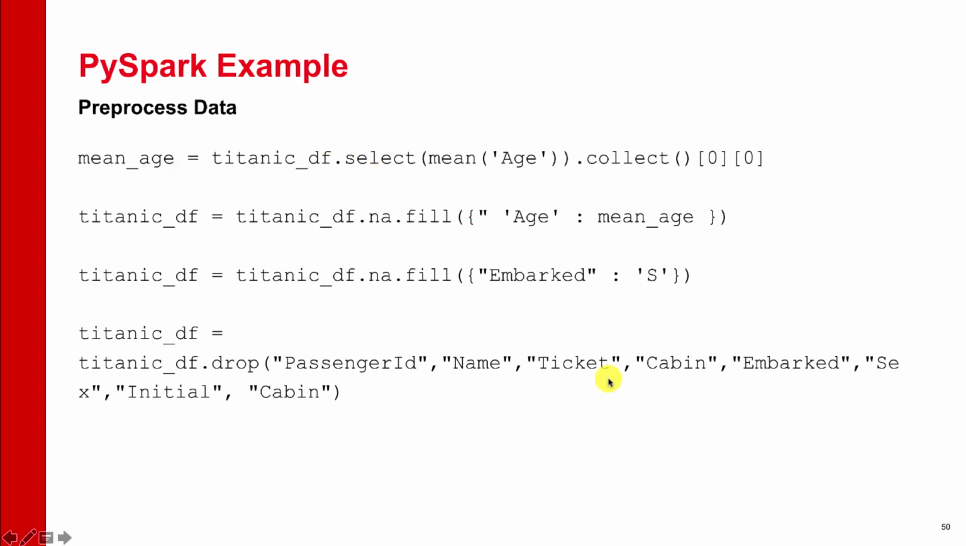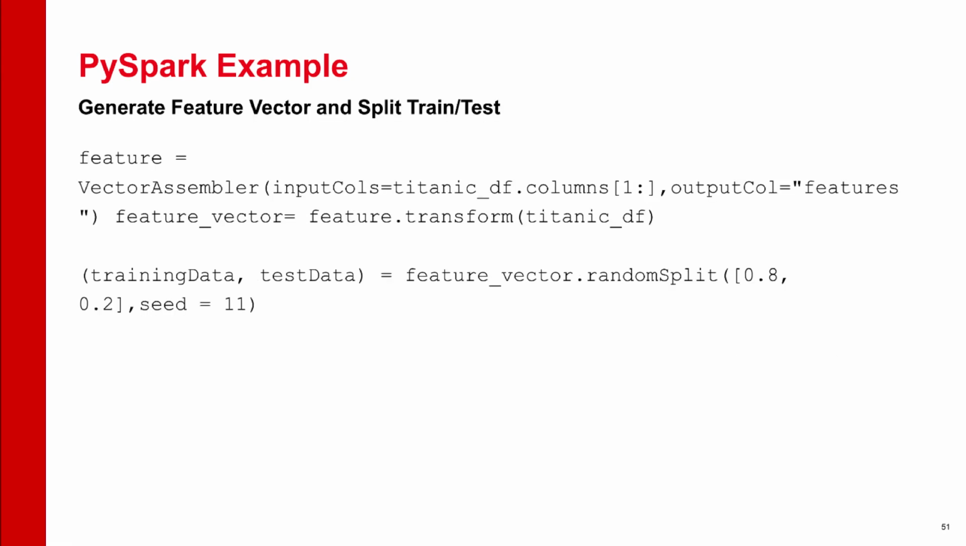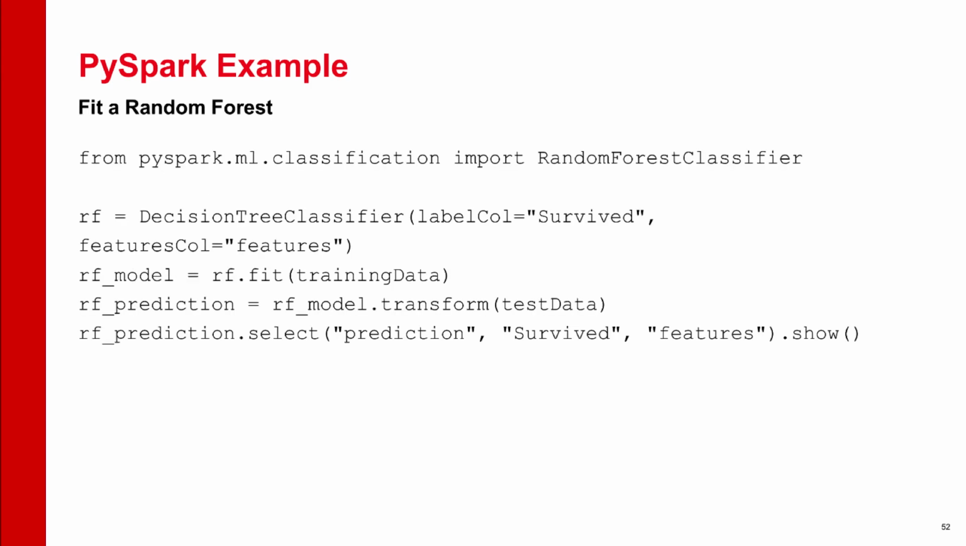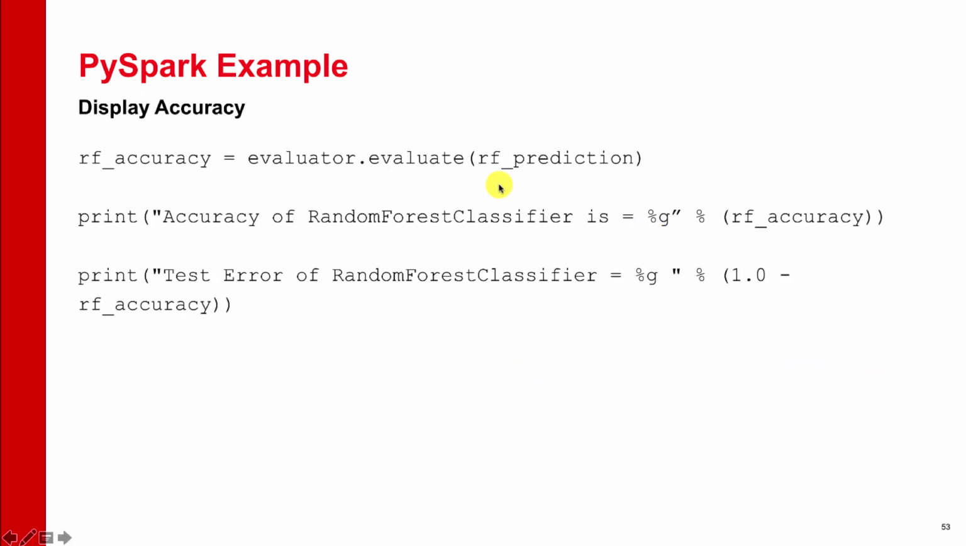I'm going to drop all the values that I do not want. This is more of a Spark data frame drop, so that's why it looks a little different than what we saw before in Python, which was a pandas drop. I'm going to generate the feature vector and do a train test split. Here I'm going to fit a random forest rather than the GLMs I was using before, but it's a decision tree classifier. I'm going to fit it, then do the prediction and transform that and show the actual predicted values. I'm going to display the accuracy and the test error for it.